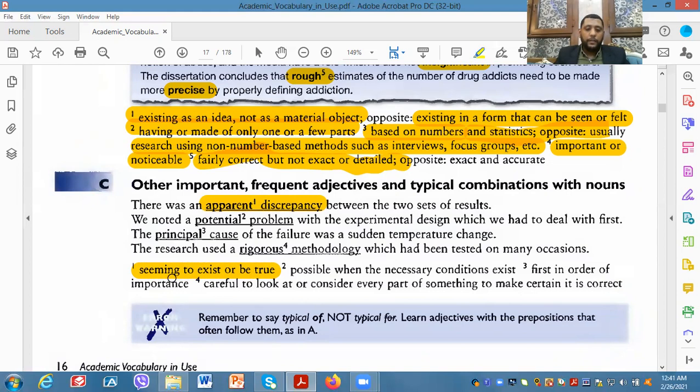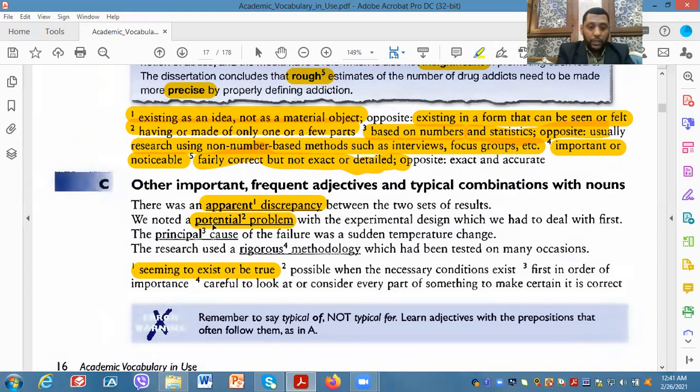Okay, let's look at the second combination, adjective with a noun. We noted a potential problem with the experimental design, which we had to deal with first. So what do you think about the typical combination between an adjective and noun in this sentence? So where's the adjective here?